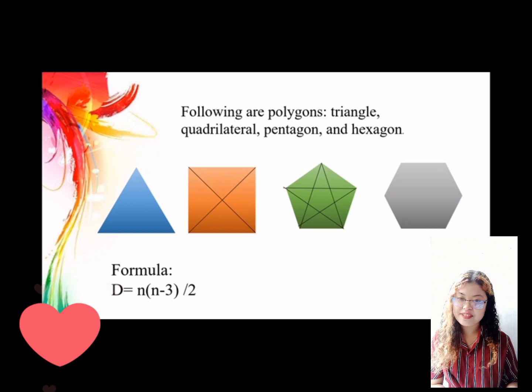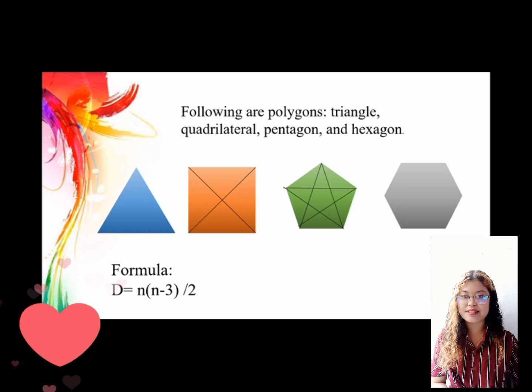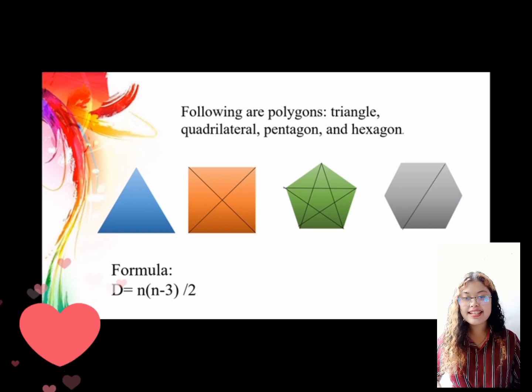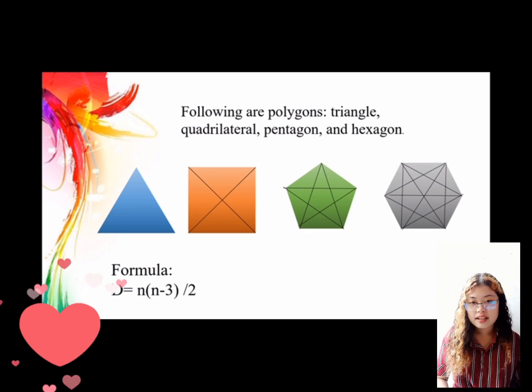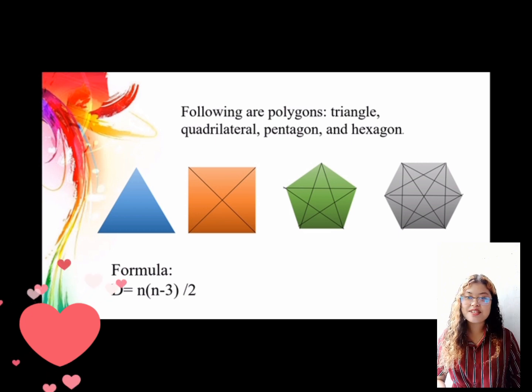But why? Okay, let me show you why a hexagon has 9 diagonals. So we have 1, 2, 3, 4, 5, 6, 7, 8, 9. Can you see another corner that doesn't have a line yet? I guess there are none. So therefore, the answer is 9. There are only 9 diagonals in a hexagon.